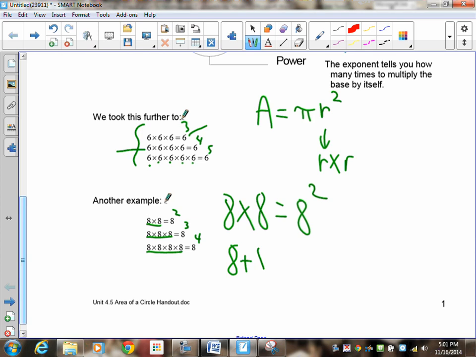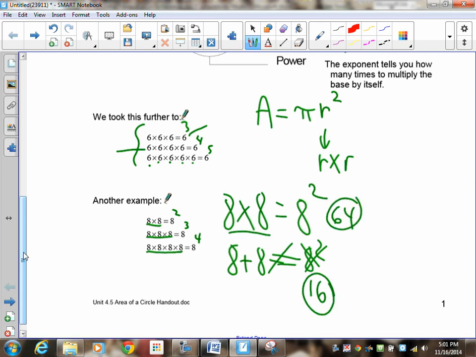8 plus 8 is not equal to 8 squared, okay? 8 plus 8 is 16. 8 times 8 is 64. These are 2 very different questions. You can only convert bases into a power like we just did here when we're multiplying.